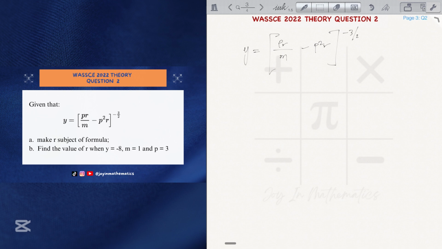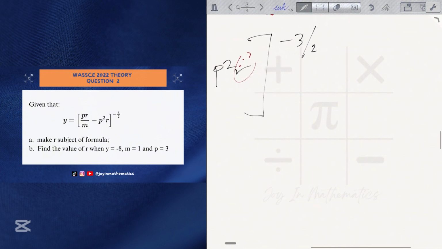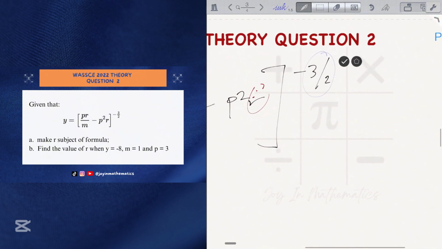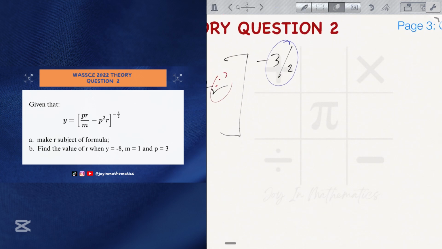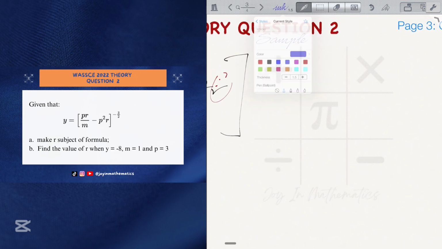Now, how do we make r the subject of the formula? You can see there's r here and there's also r here. So let's begin. If you notice, there is a minus 3 over 2 here. For us to eliminate this minus 3 over 2, let's draw this and write it again as a fraction in a more simple way. So let's write it as minus 3 over 2.